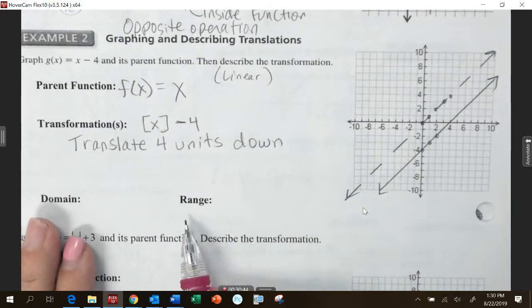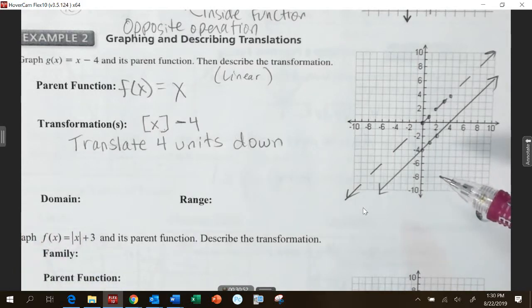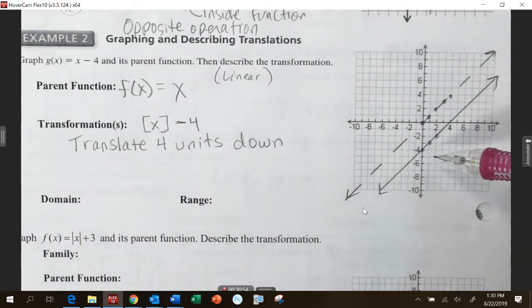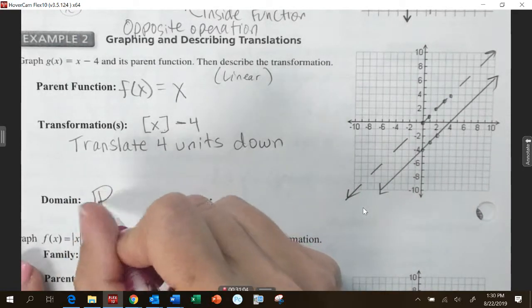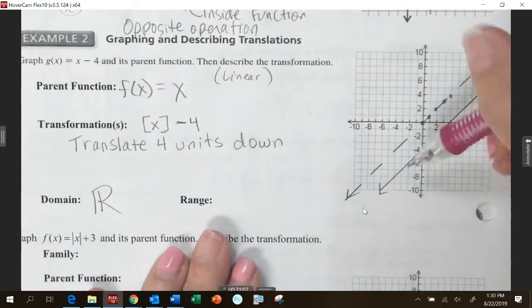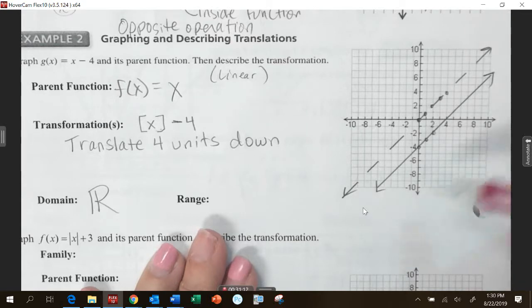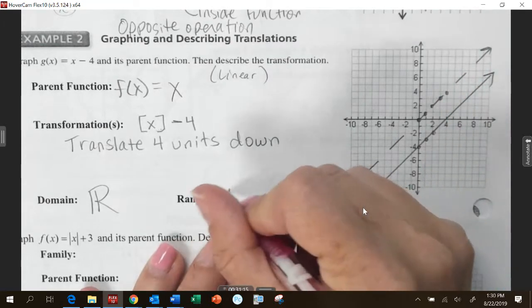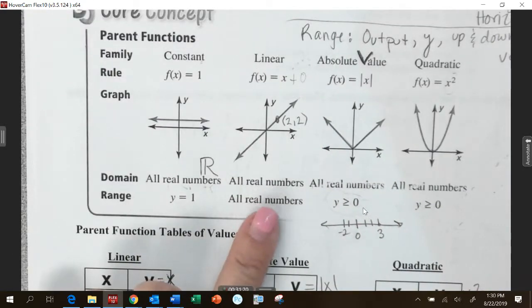And we're going to answer the domain and range about the g function, not the original parent function. We're going to answer it about the new one. What is the domain? What x's left to right does this cover? Left to right. Arrows mean all real numbers. All real numbers. Range is how far down to how far up. All real numbers. And looking back at your notes, that's what we wrote the linear would always be.